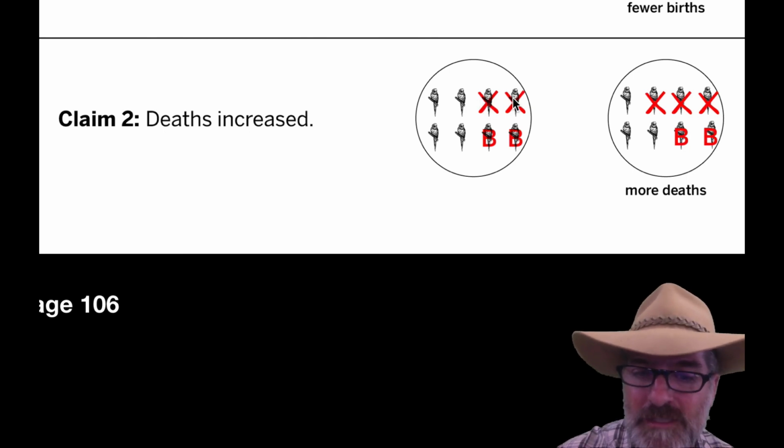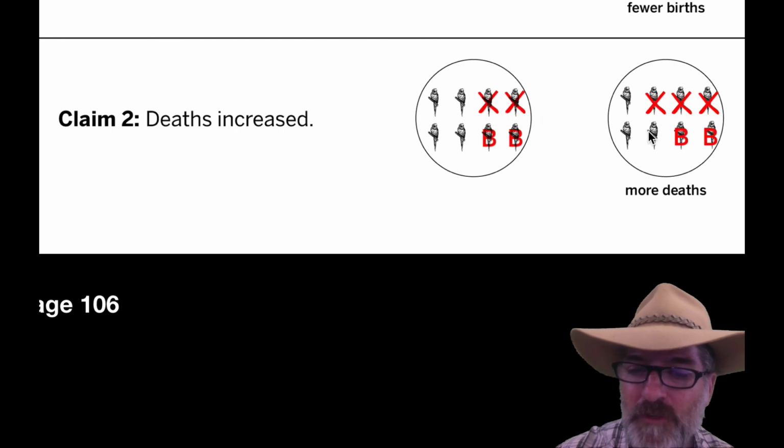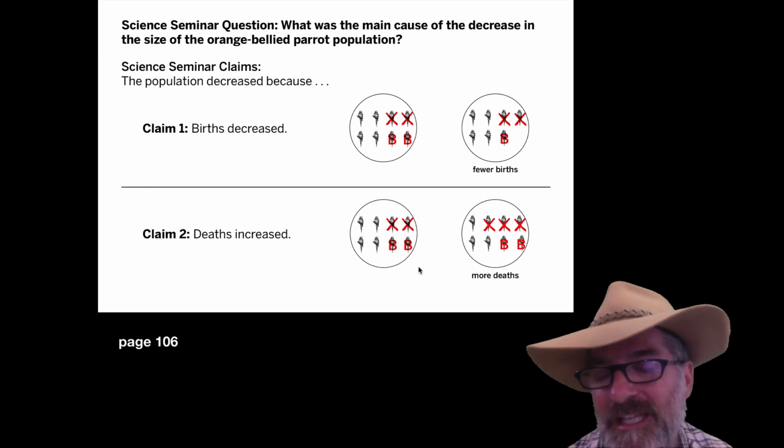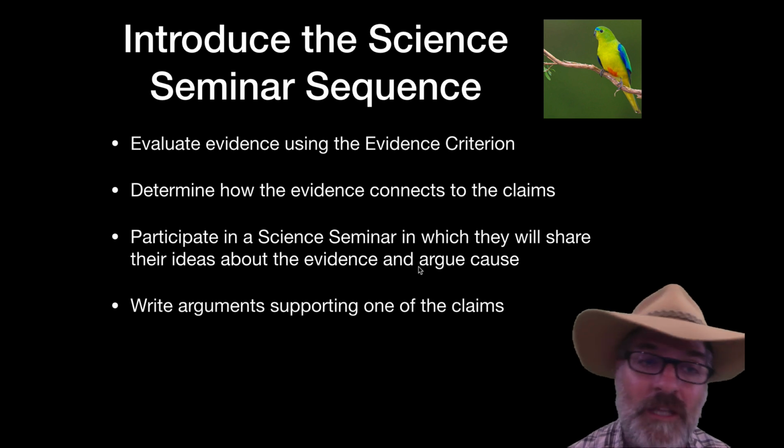So again, we have 2 deaths here and 2 births, but over here we have 2 births still, but we've got more deaths right here. So is that the cause? And so you're going to be collecting evidence to prove one of those claims.